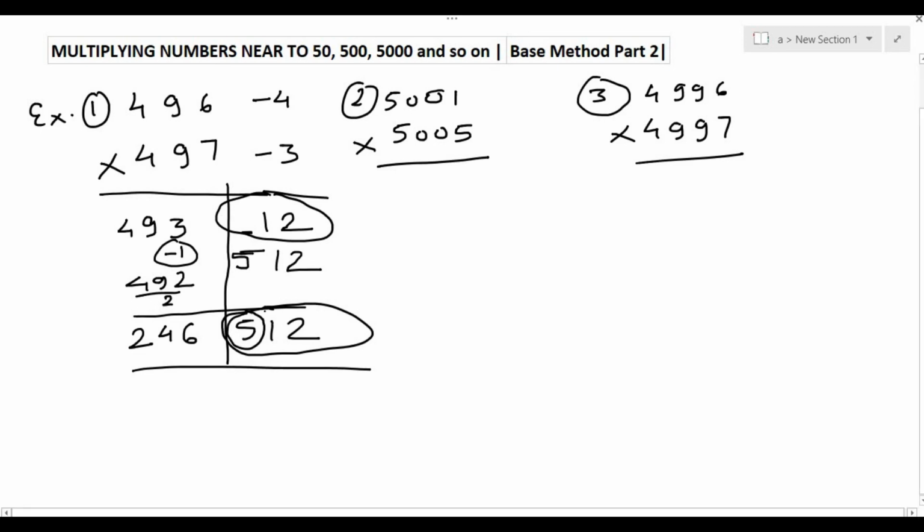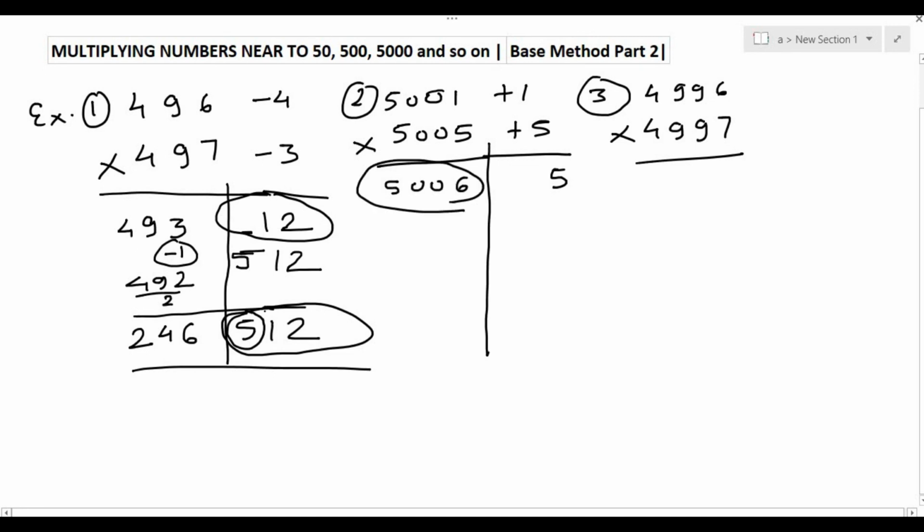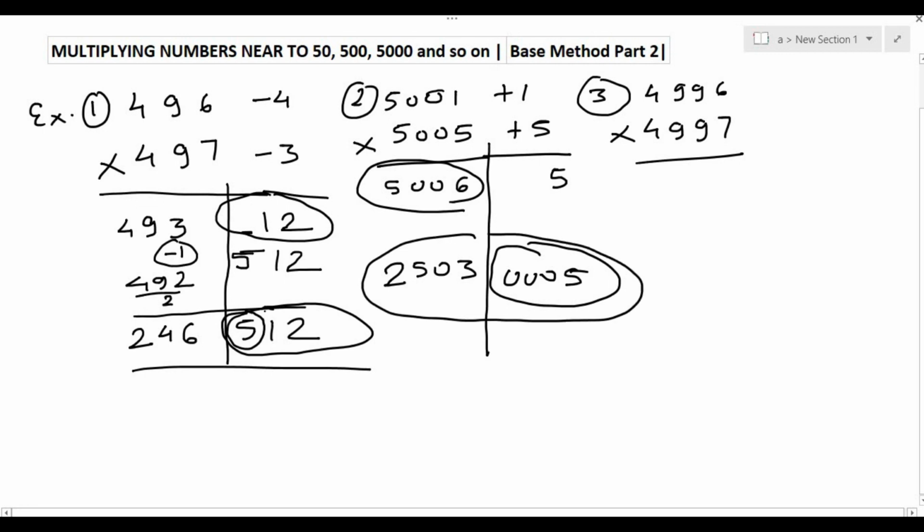Here the base will be 5000. So here plus 1 and plus 5. Just dividing the right hand side and left hand side, the multiplication will be 5 and 5001 plus 5 will be 5006. When this is an even number, we easily divide it by 2, and we get 2503. So 5 will come down as it is, and as there will be 4 places, 3 zeros will be added. So this is the final answer for 5001 into 5005.